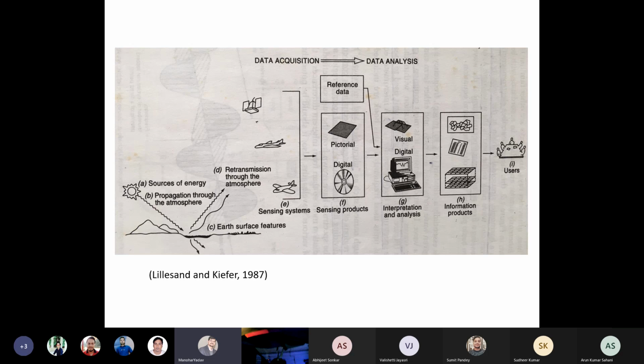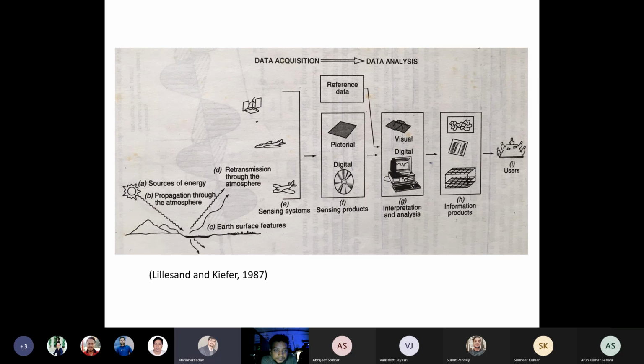Then further, the outgoing energy, the energy which is going outward from the Earth's surface features or material, again passes through the atmosphere. That is step B, retransmission through the atmosphere. Now that energy is sensed by the sensor integrated with either an airborne or satellite-based platform. Airborne means we have a platform that is an aircraft or helicopter, and for satellite, we have a satellite that revolves around the Earth.